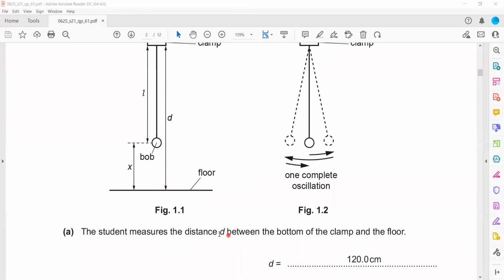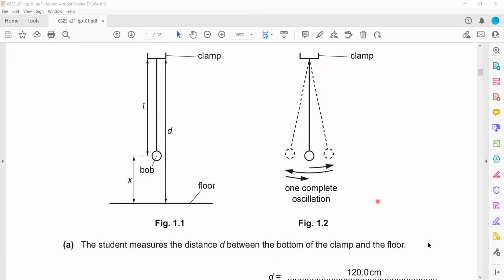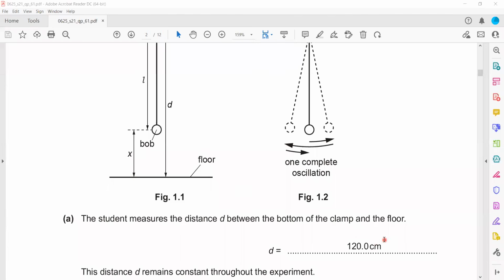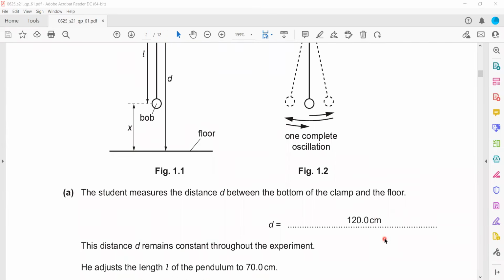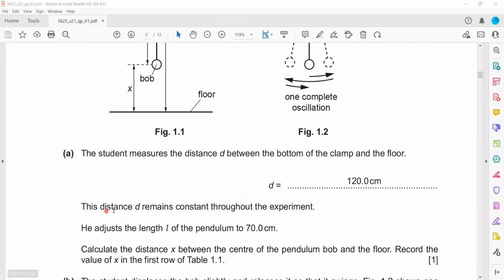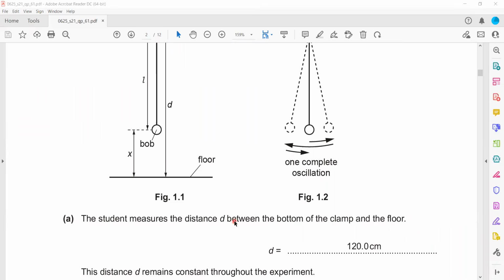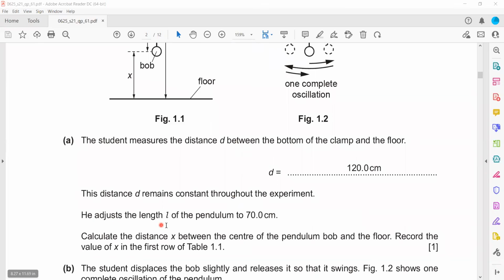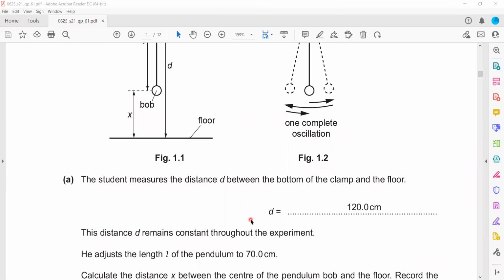The student measured the distance d between the bottom end of the clamp and the floor. So you can see the bottom of the clamp and the floor, and that distance is 120 centimeter. This distance d remained constant throughout the experiment, so he did not change it. He then adjusted the length of the pendulum to be 70.